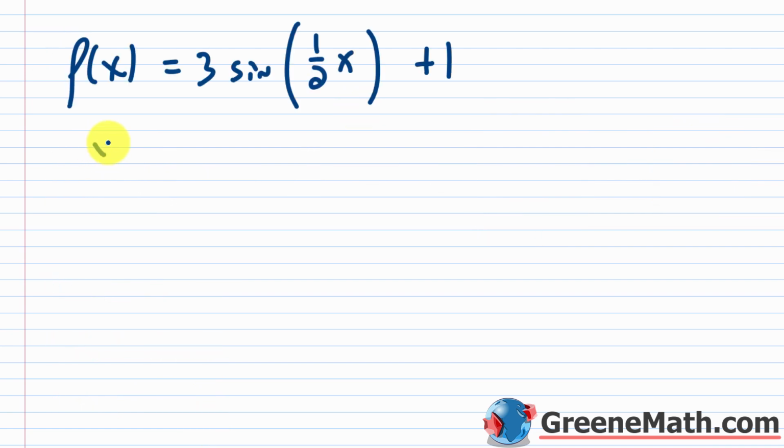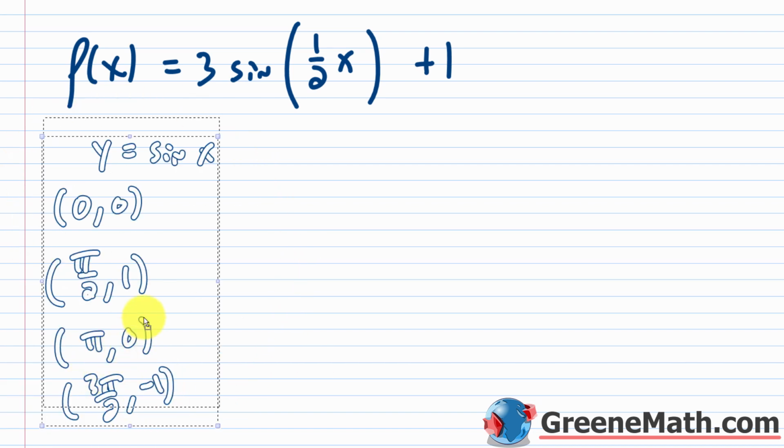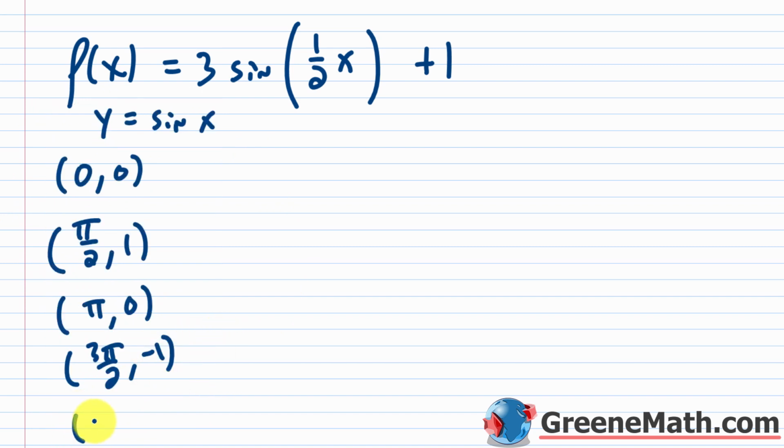Let me just write out y equals the sine of x. Hopefully you know these points at this time, but let me go 0, 0. Let me go pi over 2, 1. Let me go pi, 0 again. And then we have 3 pi over 2, negative 1. And then we're going to finish up with 2 pi, 0. Again, x-intercept, x-intercept, x-intercept. That's what you want to remember.